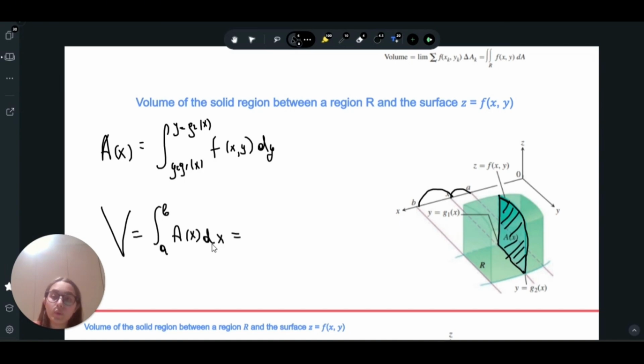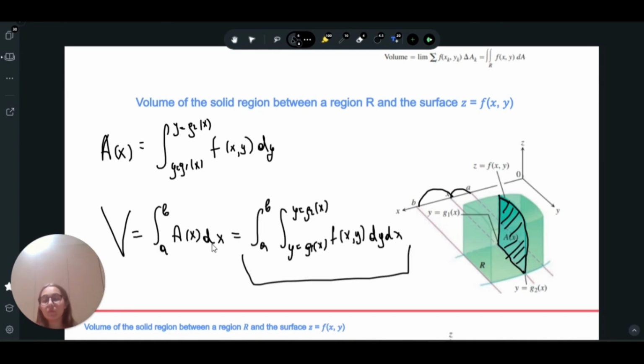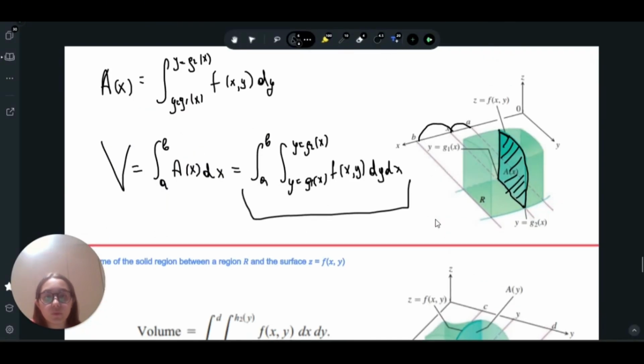To open this up, it will look like this. So we will use this formula in this chapter to find the volume.